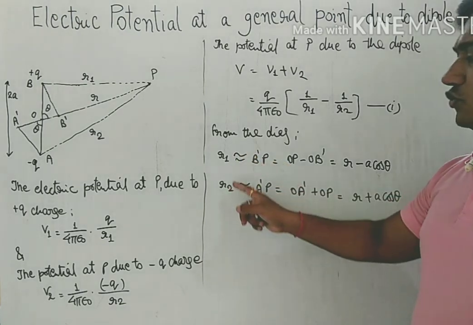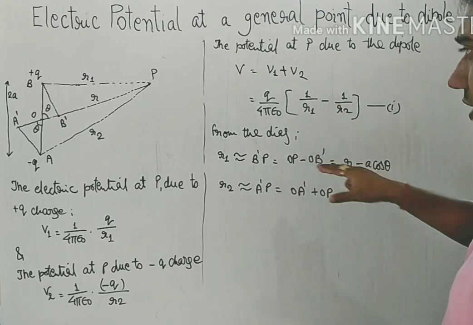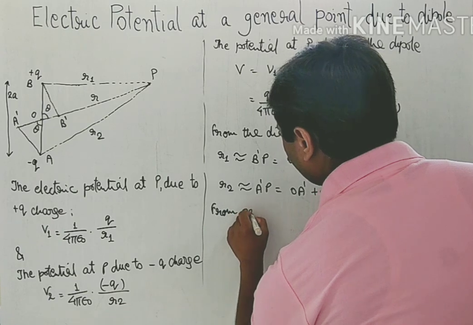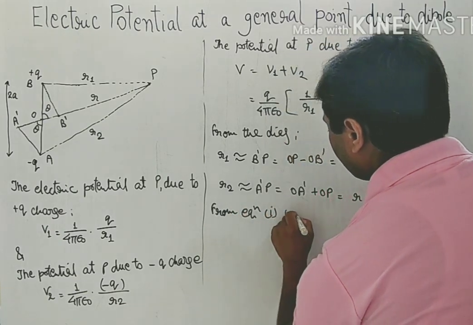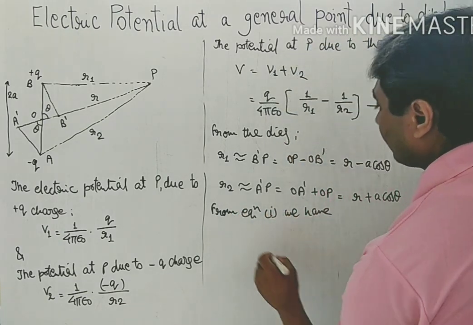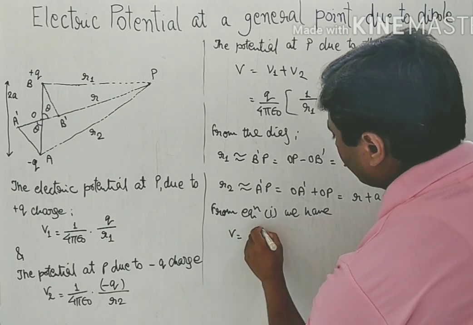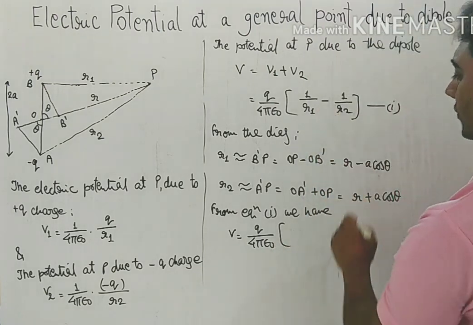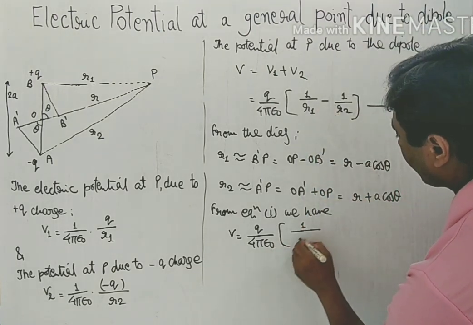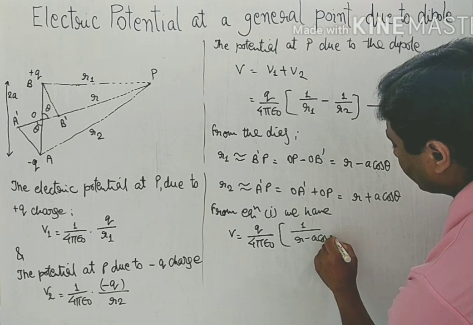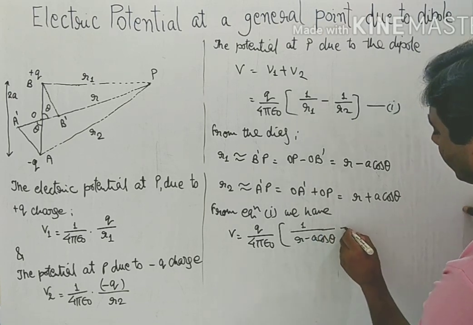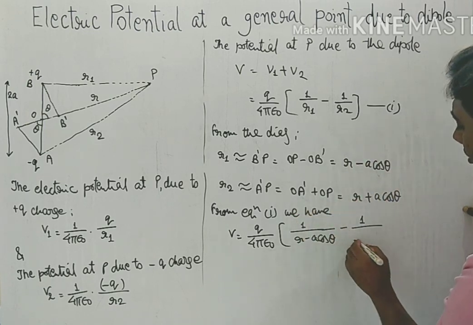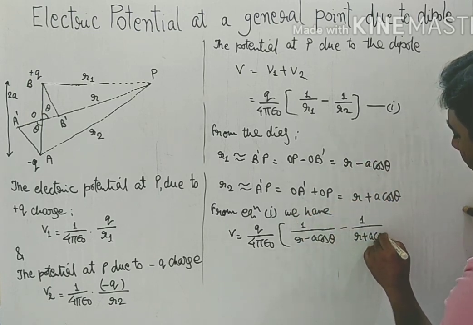Now placing these values of R1 and R2 back here and simplifying. From equation 1, we have potential V equal to Q upon 4 pi epsilon naught, times 1 upon R minus a cos theta, minus 1 upon R plus a cos theta.